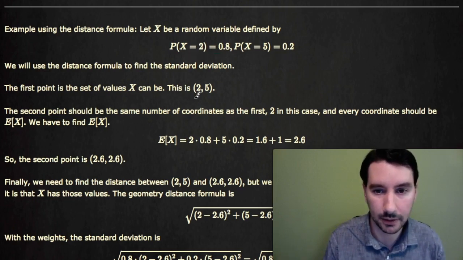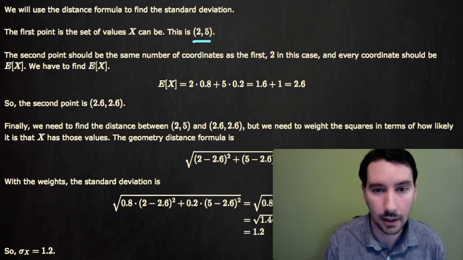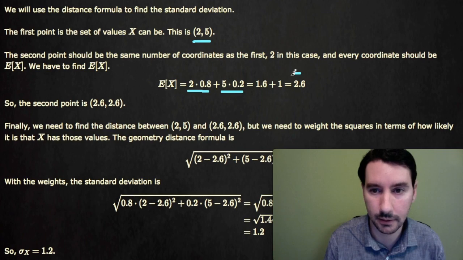So the set of values X could be is 2 and 5. And we can find the expected value of X using the usual formula. So we have 2 times 0.8 plus 5 times 0.2 is 2.6. So that's equal to our E of X.